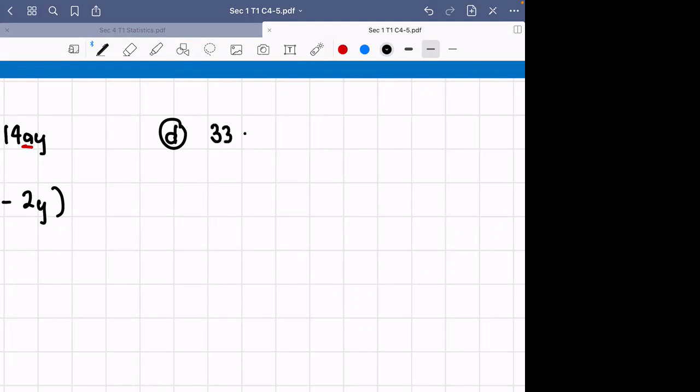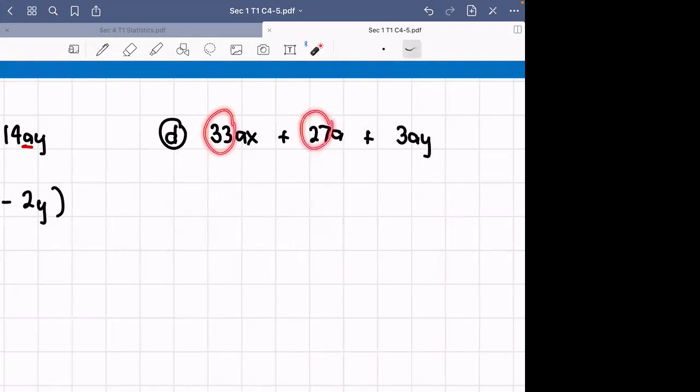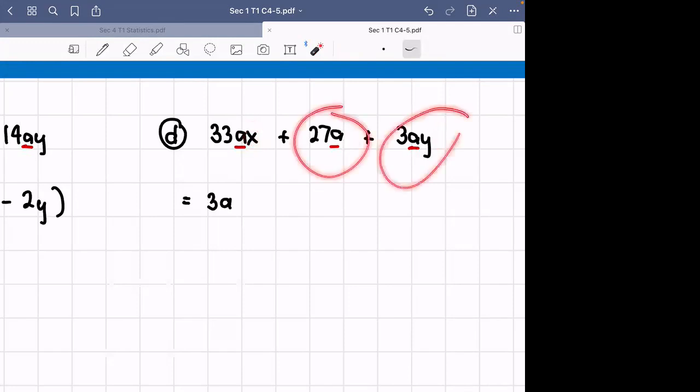So 33ax plus 27a plus 3ay. Okay, so look at the numbers first. So 33, 27, and 3 are all divisible by number 3. It's their HCF. And look, each term has letter A. So it is 3a. Okay. How about x? Can we use x? No, right? Because look, this doesn't have x's. This two. Okay, so just 3a.